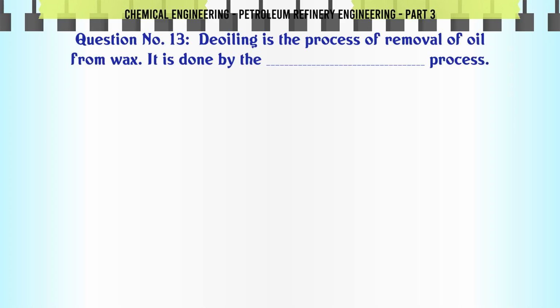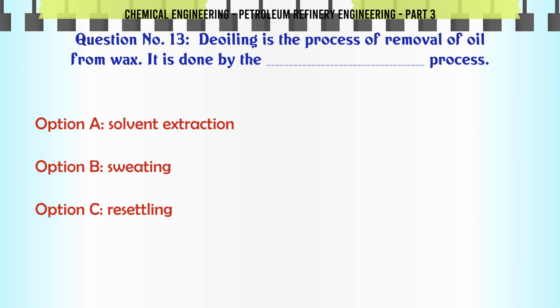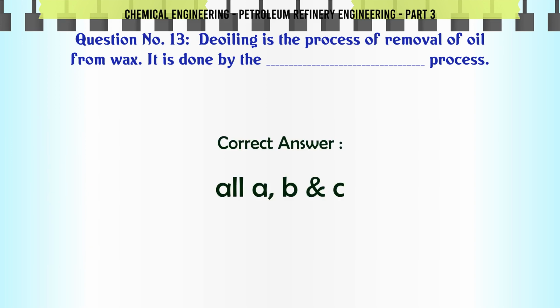Deoiling is the process of removal of oil from wax. It is done by the process A. Solvent extraction. B. Sweating. C. Resettling. D. All A, B and C. The correct answer is all A, B and C.